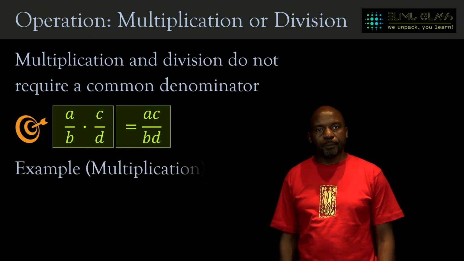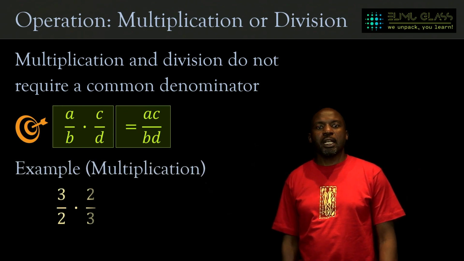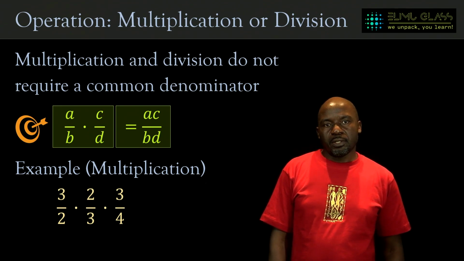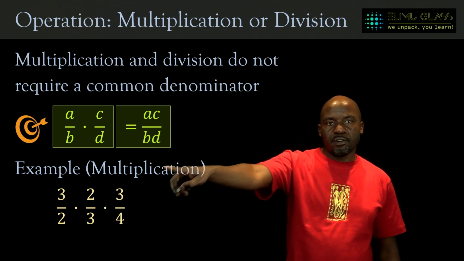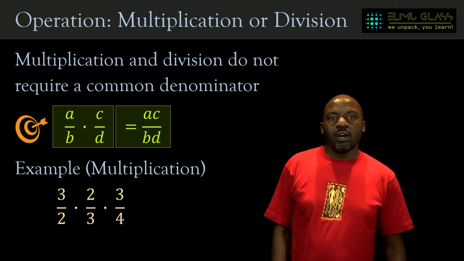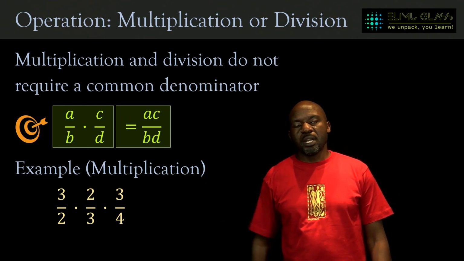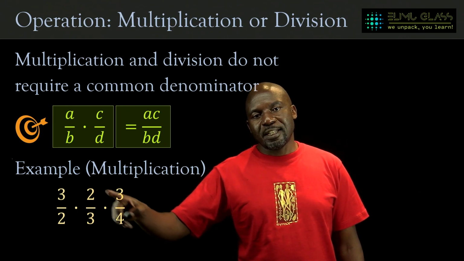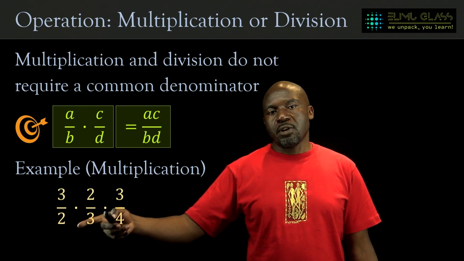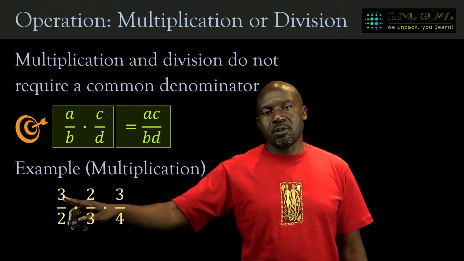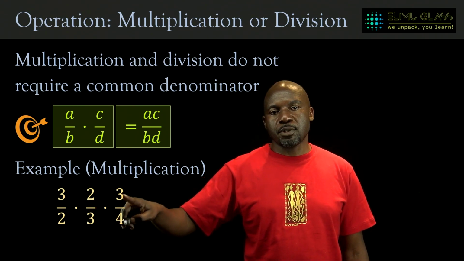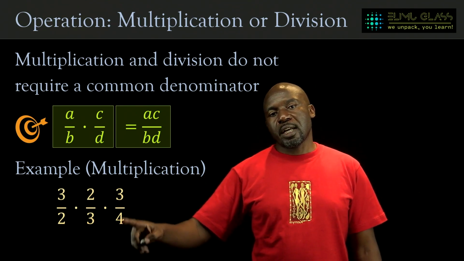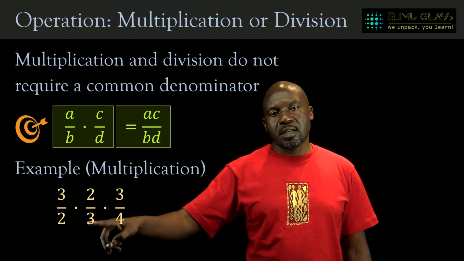Okay, here is the example. For multiplication, 3 over 2 multiplied by 2 over 3 multiplied by 3 over 4. So now I have 3 fractions. All I have to do is to multiply all of them. But before we do that, we must always try to ensure that it is as simple as possible. So here, for example, I don't need to say 3 times 2 times 3 and 2 times 3 times 4. Why? Because I can see there is a 3 in the numerator and a 3 in the denominator.